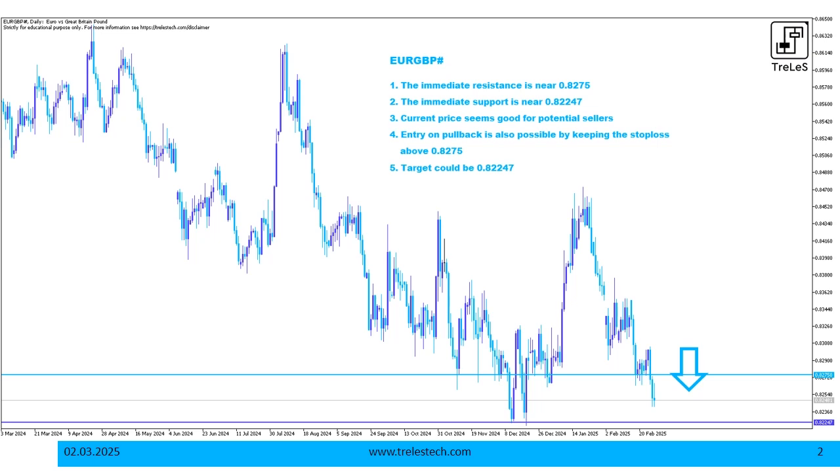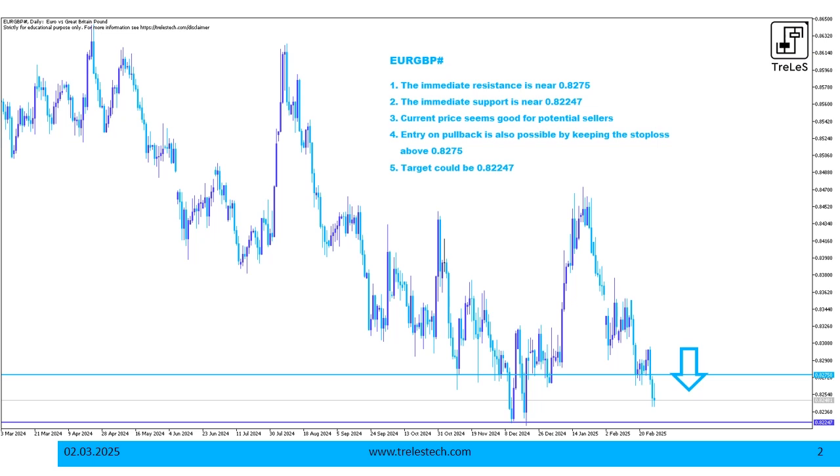The first chart presents EURGBP. Currently, the immediate resistance is near 0.8275, while the immediate support level is around 0.82247. Given the price action, this level looks favorable for potential sellers.